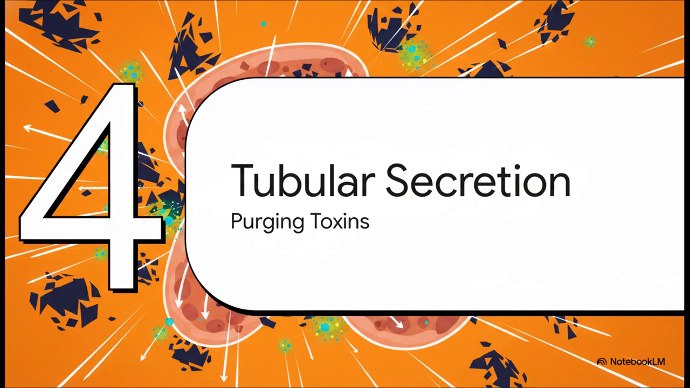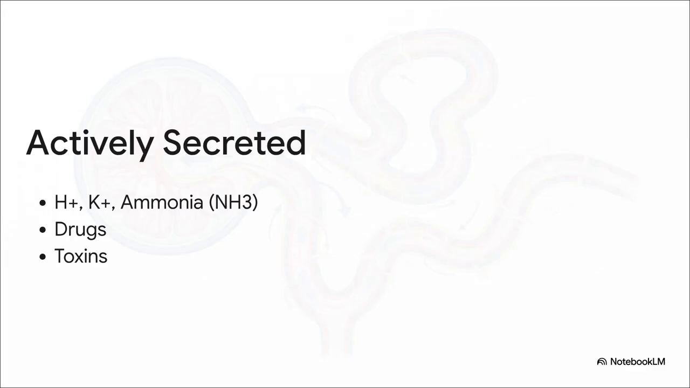But it's not all about saving things. Let's look at Section 4, tubular secretion, purging toxins. As we travel further down the line, the dynamic totally flips. Instead of rescuing the good, we are actively targeting and destroying the bad. Tubular secretion is a highly targeted biological purge. Your body is deliberately pulling extra wastes and excess ions directly out of the blood and shoving them into the tubule for disposal. We're getting rid of hydrogen ions, excess potassium, toxic ammonia, plus various drugs and toxins.